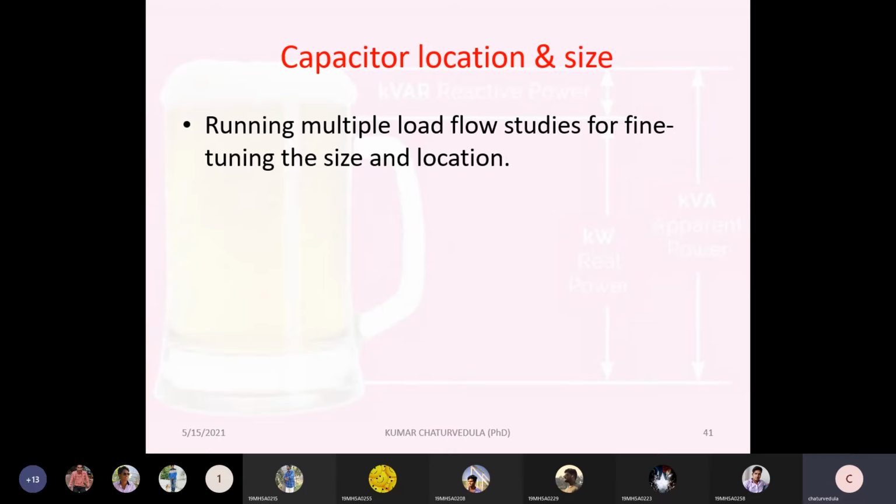So for that you have to run multiple load flow studies using the Newton-Raphson method, Gauss-Seidel method or fast decoupled method. You run load flow studies numerous times, and then choose the location and the size of the capacitor. We will be able to calculate the size of the capacitor in the next slides. Using load flow studies, we will know the most suitable location for placement of the capacitor.